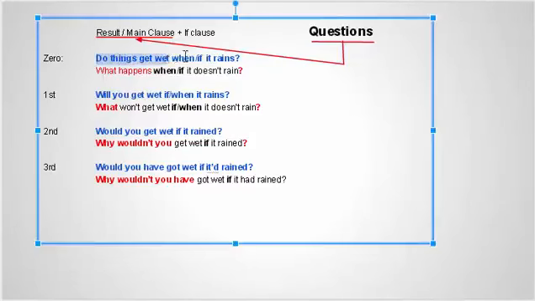The yes-no questions usually have the same subject. So simple present is do. Future will is will. Would and would have are also yes-no questions. Will you get wet if it rains? Will you get wet when it rains? Would you get wet if it rained? Would you have got wet if it had rained?